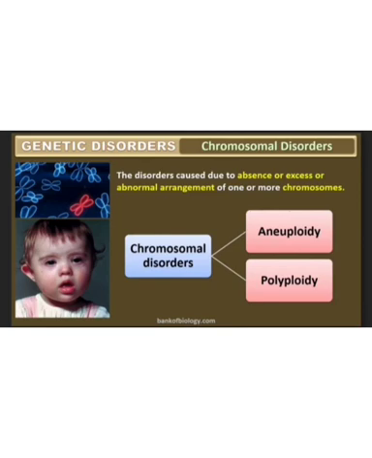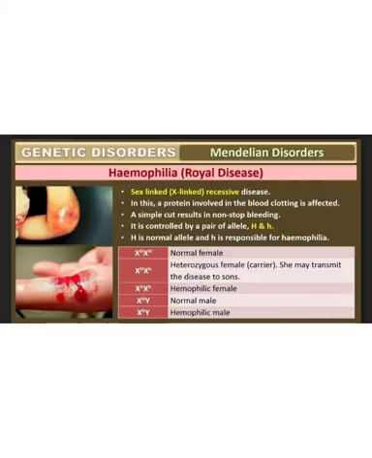Chromosomal disorders are those caused due to the absence or excess number of one or more chromosomes, or abnormal arrangement of one or more chromosomes. They are not transmitted as the affected individual is sterile. The disease can be confirmed by karyotyping. Down syndrome and Turner's syndrome are examples of chromosomal disorders.